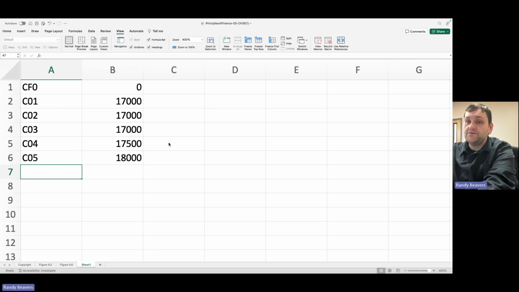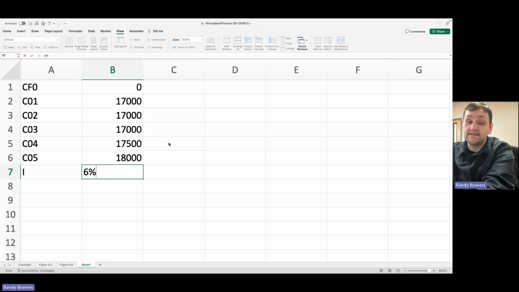If you're using a financial calculator, there will be an NPV button that you hit, and then you'll input the interest rate, I. So for our example, this is going to be 6%. In Excel, you put in 6% or 0.06. On the financial calculator, you can just type in the number 6.